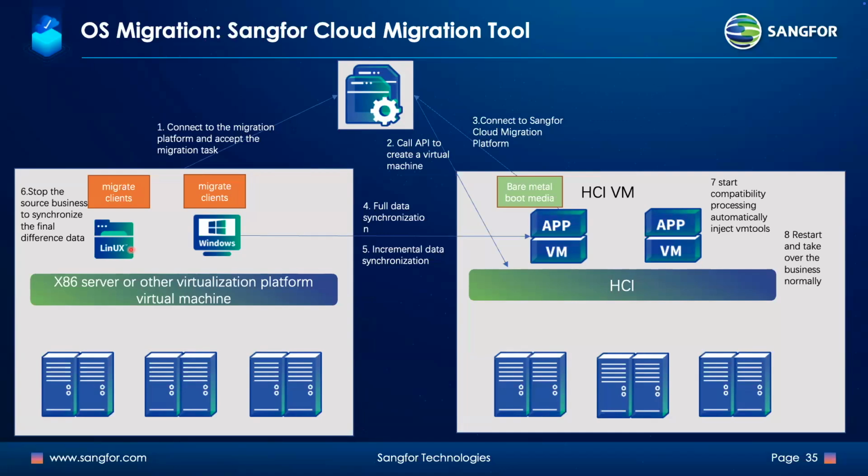But for all other platforms, from physical or let's say from Hyper-V or from any other platform, for the migration you must use the SCMT tool. It will just take that as it is as an image and migrate that to the Sangfor environment, and you can reuse those VMs and the applications, right?